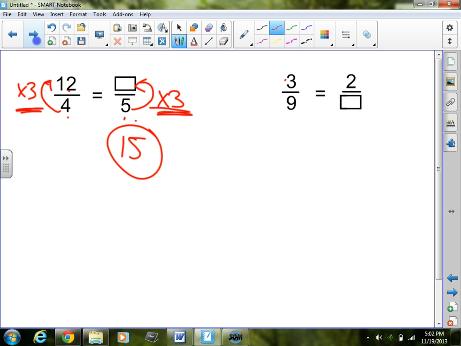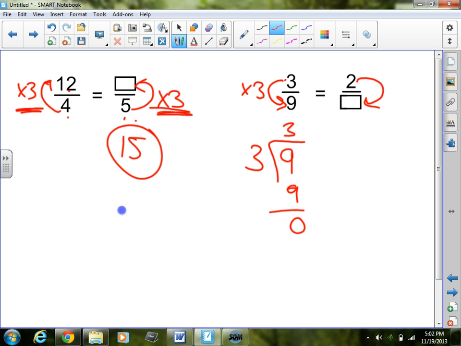Next one. My unit rate, now once again I take this bigger number and divide it by the smaller number. Okay, it's not top and bottom, it's bigger or smaller. And you get 3. So from here to here, times 3. From here to here, guess what you do? Times 3, and you get 6. And so 6 is the final answer. That solves that proportion.